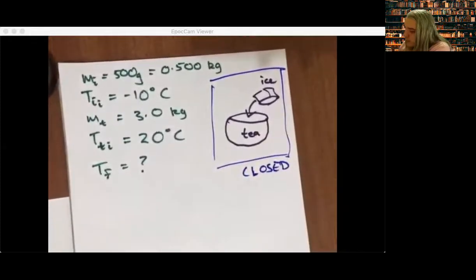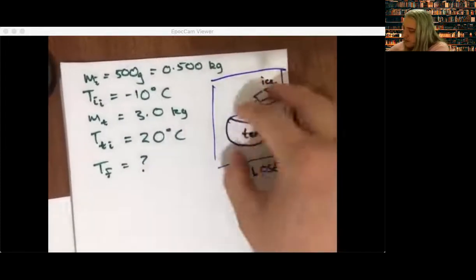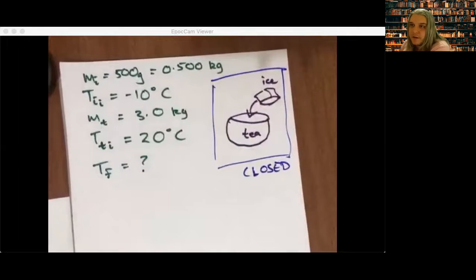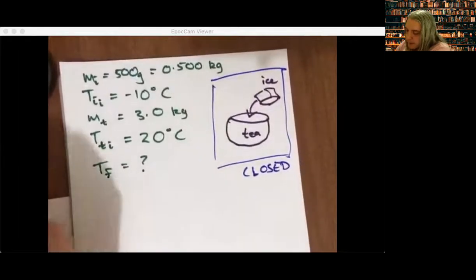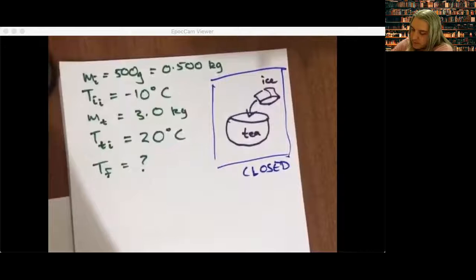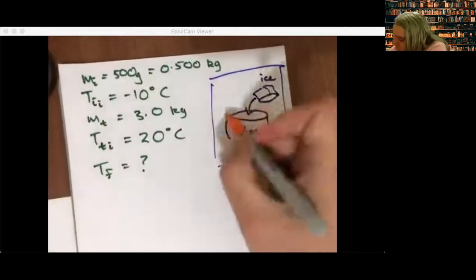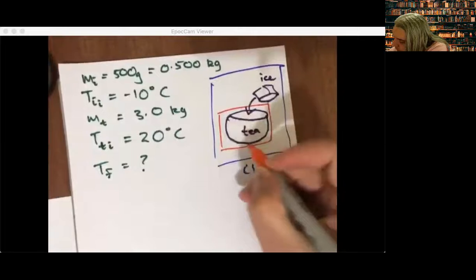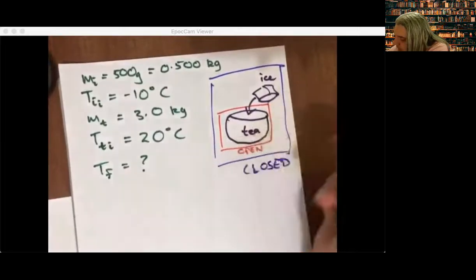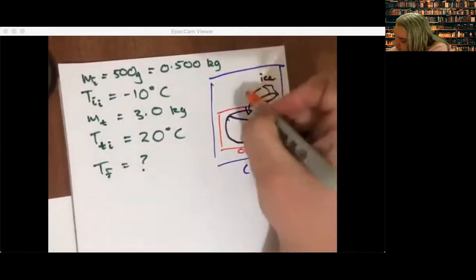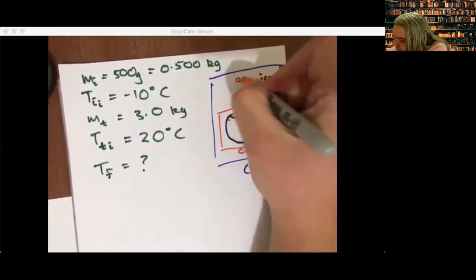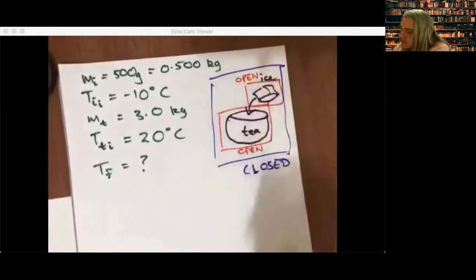And that doesn't tell us anything. All we know is that no energy is coming or going to either of these from any external source, and that doesn't help us solve the problem. So what we're going to have to do is actually look at two different systems within this one main system. So we've got the tea, and that's an open system because it can exchange energy with the ice. And we've got ice as another open system, and that will exchange energy with the tea.